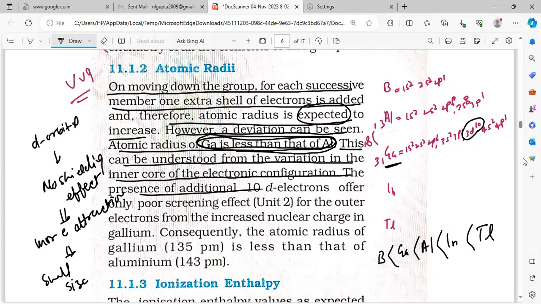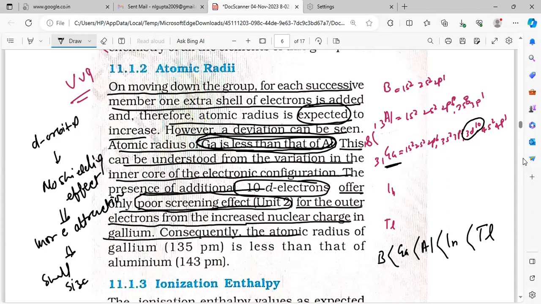This can be understood from the variation in inner core of the electronic configuration, the presence of additional d electrons. How many? 10 d electrons offer only poor screening effect, as we studied in the periodic table. For the outer electron, the increase in nuclear charge in gallium is considerably high. Consequently, the atomic radius of gallium, 135, is less than that of aluminum, 143.